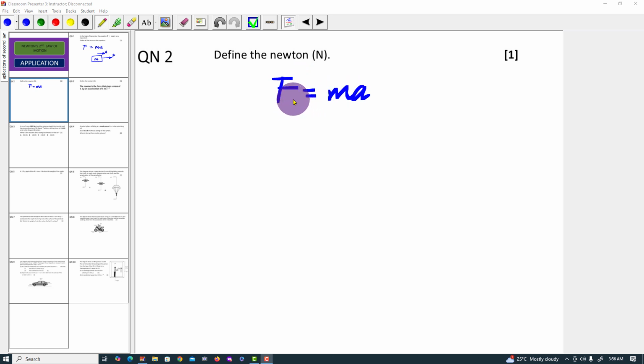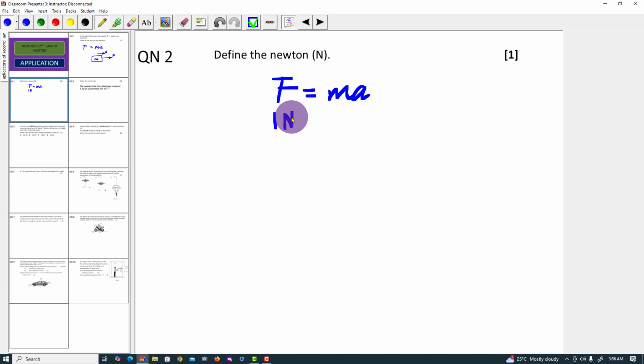So here we were able to define force from Newton's second law of motion, and we say that force is the rate of change of momentum. This is the resultant force. This is the rate of change of momentum. And we say that the SI unit of force is the Newton.